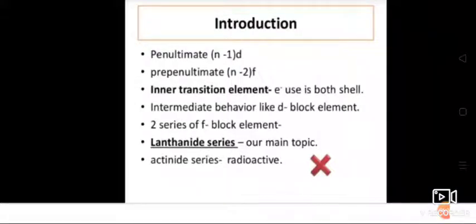Actually there are two main parts that we keep as a separate block down below, known as lanthanoids and actinoids. Down below the periodic table, the two blocks are kept, and they are known as F block elements.